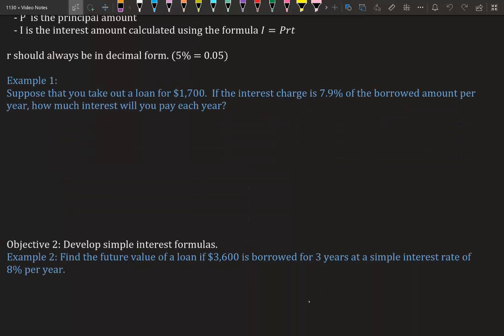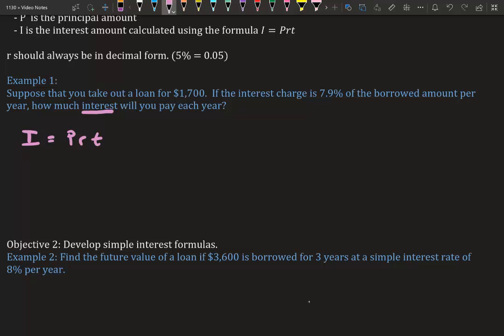Suppose you take out a loan for $1,700. If the interest charge is 7.9% of the borrowed amount per year, how much interest will you pay each year? So we want to know how much interest I'll pay each year. So interest equals PRT. So we need to find our P, our R, and our T.